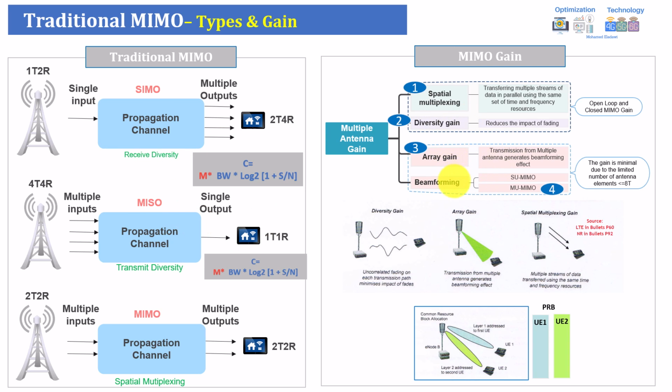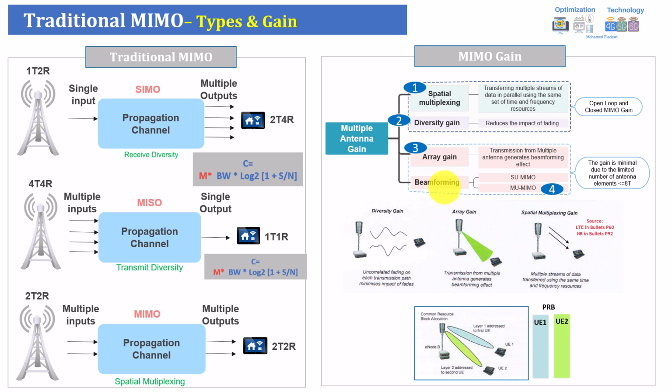And now we have the array gain and beamforming. Within the beamforming array gain, as we just mentioned previously, the more antenna elements, the more of a beamforming effect, which is increasing your directivity towards the user. So, as in this example, the more antenna elements within the antenna, the more you can improve the array gain. All of that is already available in traditional MIMO, and it becomes much better in massive MIMO.